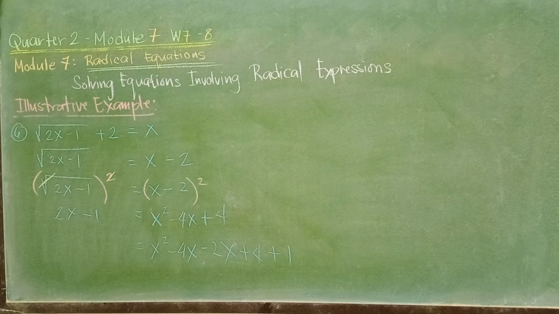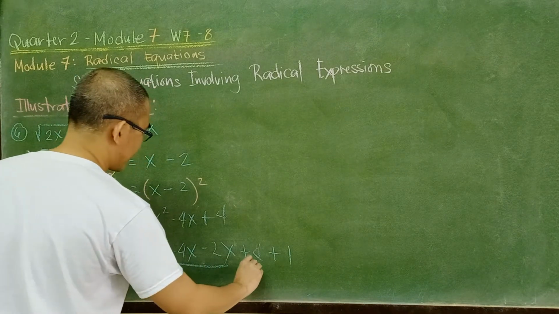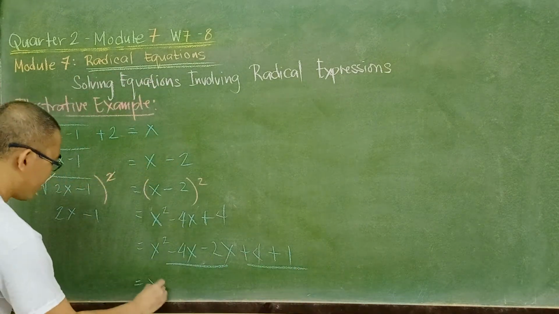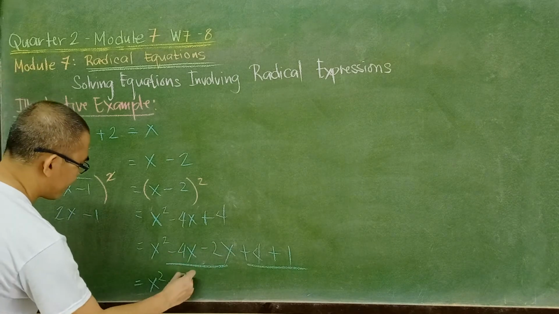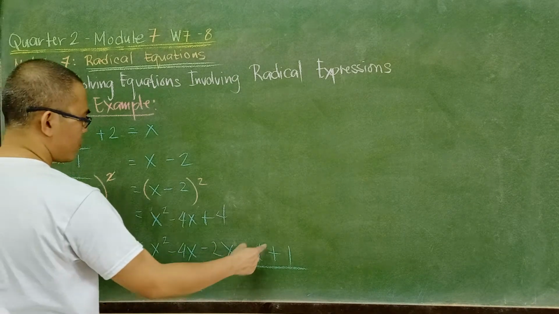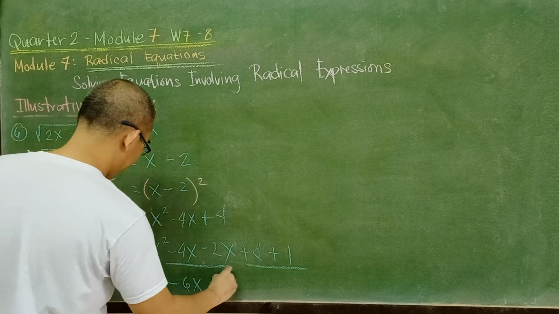So next step is to combine like terms, yung mga terms na may x at saka yung mga constant. So itong dalawa, i-combine natin saka itong dalawa. So now we have x squared, negative 4x minus 2x, that is negative 6x, 4 plus 1, that is positive 5.